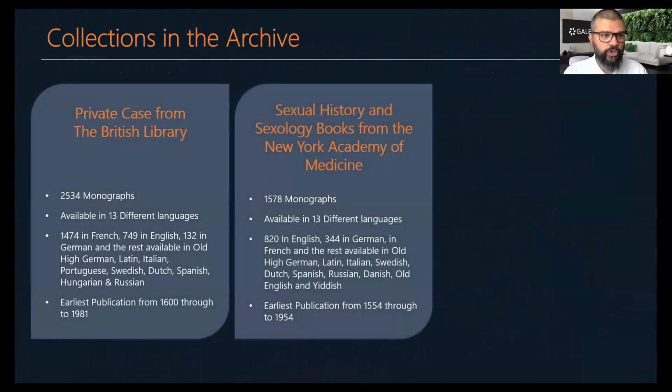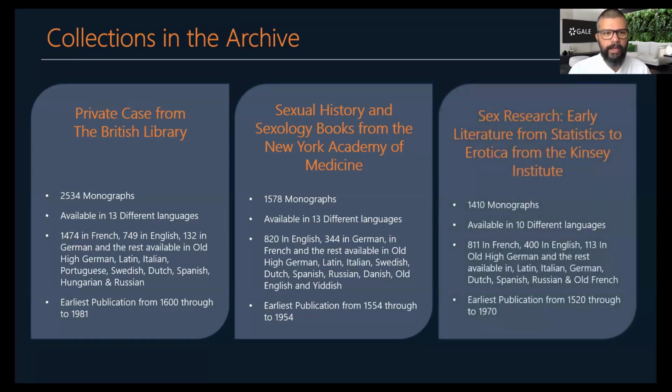The books from the New York Academy of Medicine, there's about 1,500 books over here. The earliest publication is 1500, all the way up to 1954. Again, multiple different languages over here as well. And the books from the Kinsey Institute, there's about 1,400 books over here, again in multiple different languages. You can see lots of these books are really rare and really old, starting in the 1500s and going all the way up to the 1900s.